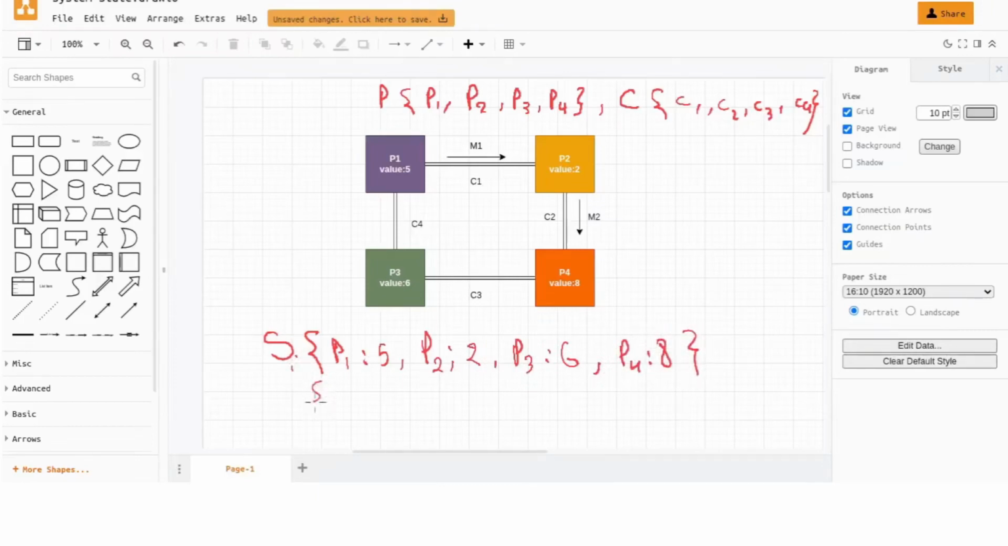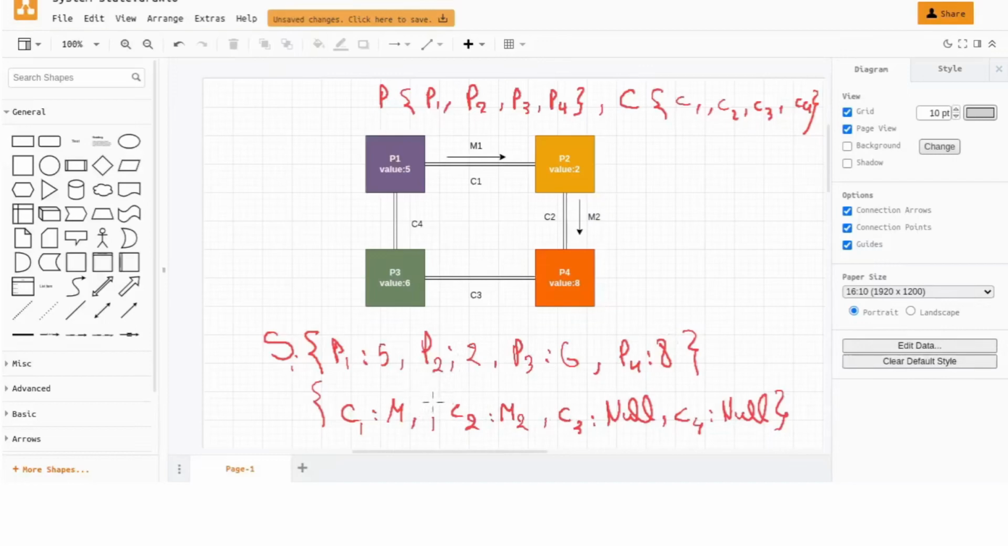And then, of course, I need to also describe the state of the channels. So I can say C1 has currently the value of M1. So it is in transit. It still didn't reach P2. Okay, so it has something inside it, so it is currently transmitting M1. So the message has been sent from P1 to P2. So C1 has the value of M1, and then C2 has the value of M2, and then C3 has the value of null, so it is currently not transmitting anything, and so does C4. C4 also has null. So this is currently the state of my system.